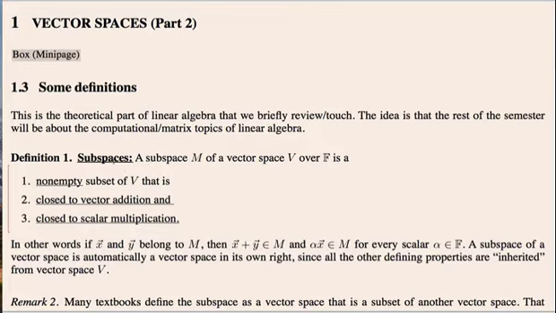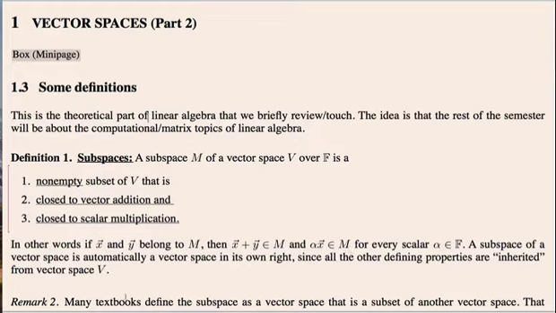So the definition of subspaces: a subspace M of a vector space V over scalar F is a non-empty subset of V that is closed under vector addition and closed under scalar multiplication. So altogether we have three conditions. The second one is that if you have x and y vectors belonging to M, then the sum x plus y is also in M. And when you scalar multiply x with a scalar alpha, for any scalar alpha, this alpha times x vector is also in M.